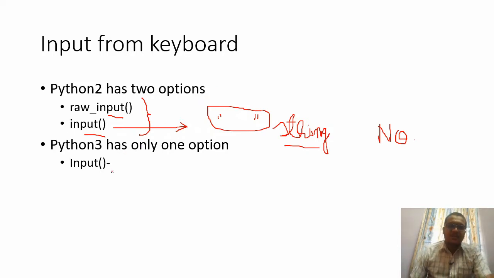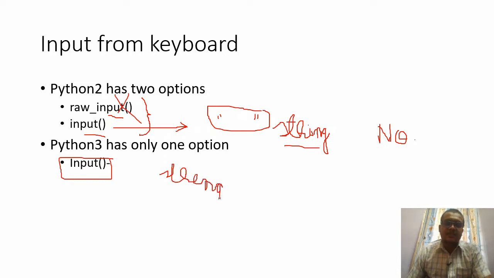In Python 3, the same input came into existence. So there is no raw_input. It has been deleted in Python 3. The one difference between the input function in Python 2 and Python 3 is that whatever you give by using this input command is going to be considered a string itself.